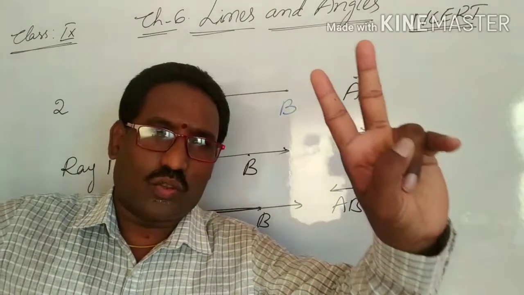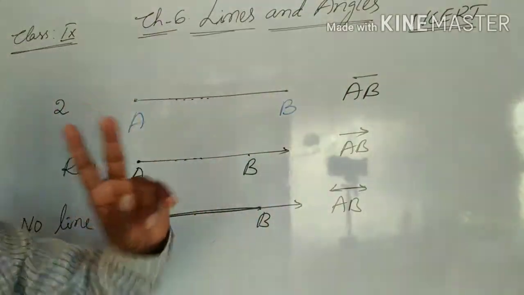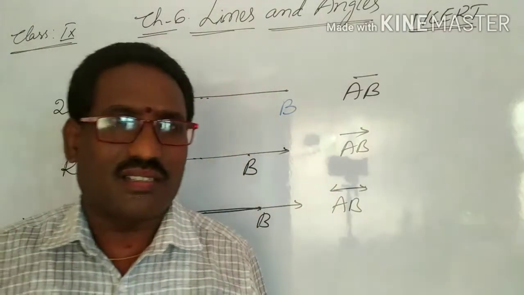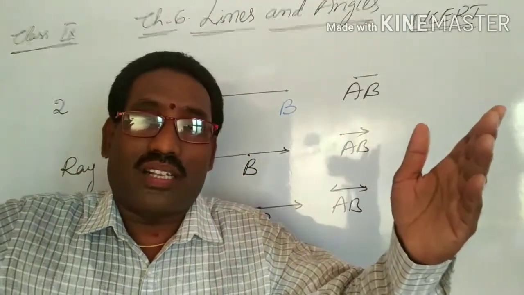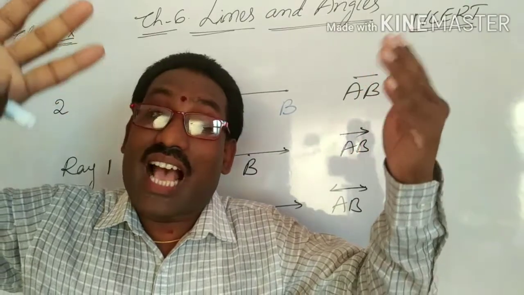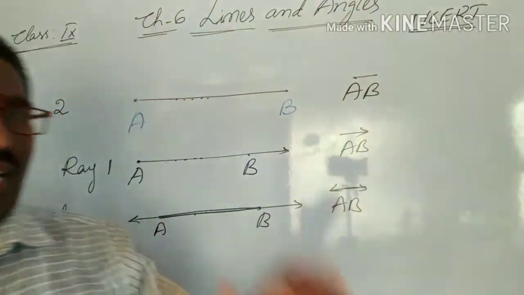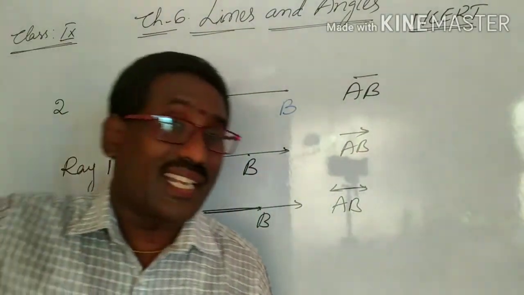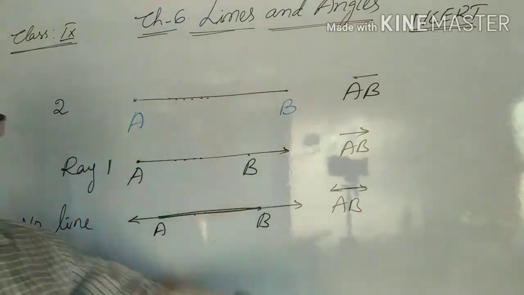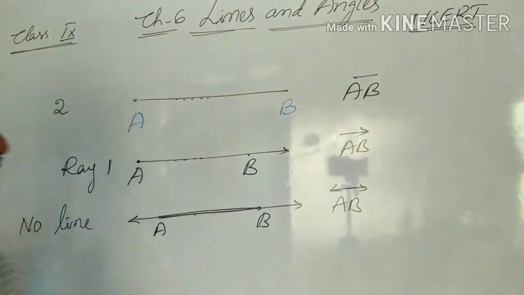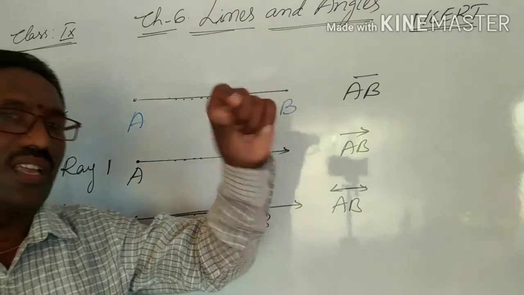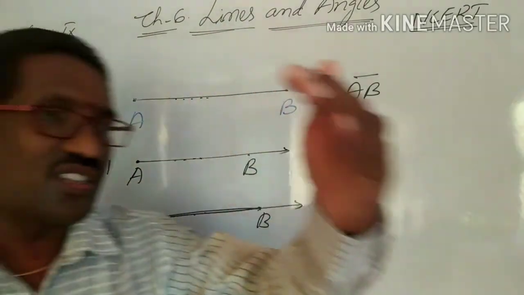A line segment has two endpoints, but it has infinite points. We can measure the length of the line segment. It is a fixed length.